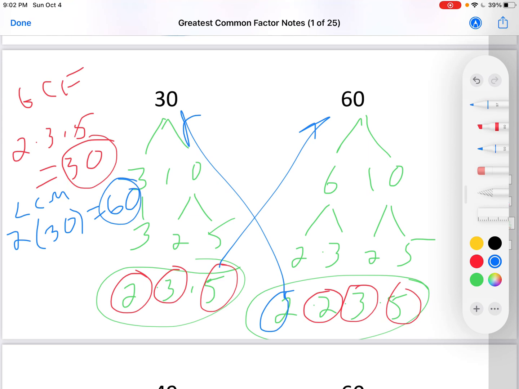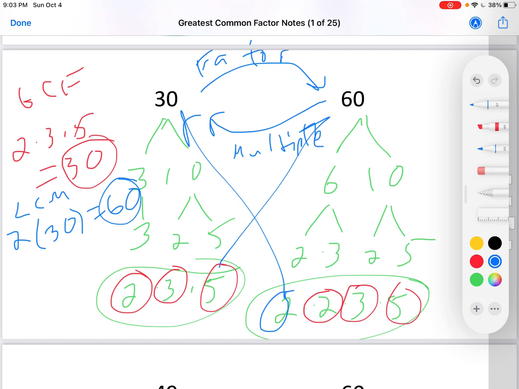Now notice, 30 is a factor of 60. 60 is a multiple of 30. When one of the numbers is a factor of the other number, then the GCF, the greatest common factor, is going to be the smaller number, which makes sense because you obviously can't have a factor bigger than a number, so the number itself must be the biggest possible factor, and since it is a factor of the other number, it must be the biggest common factor also.